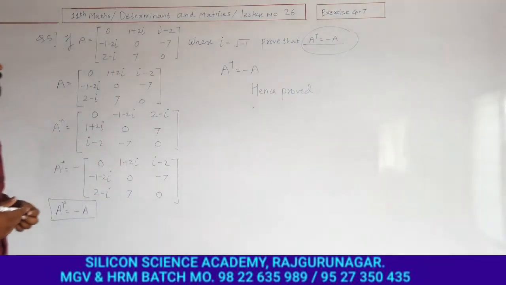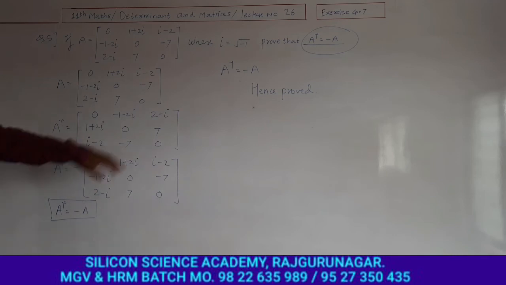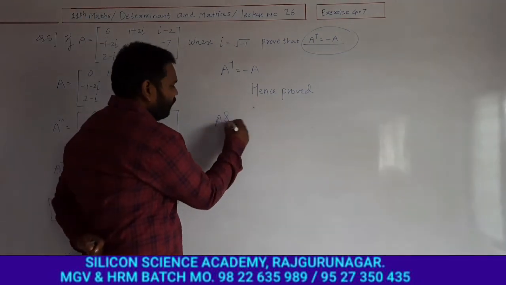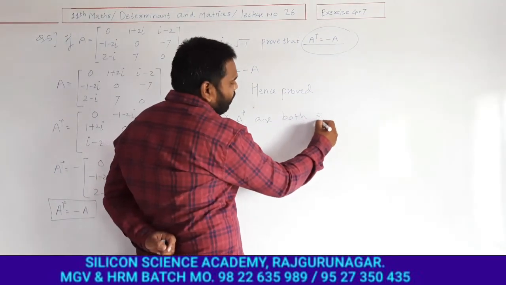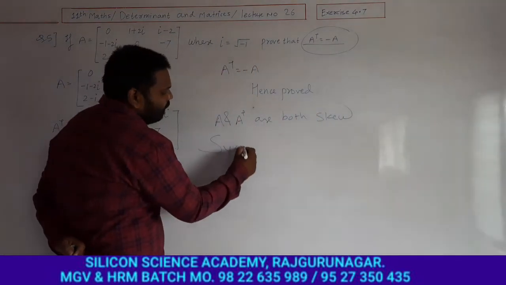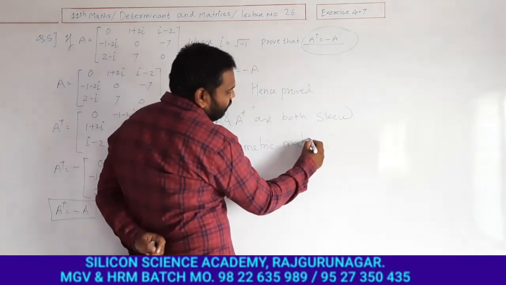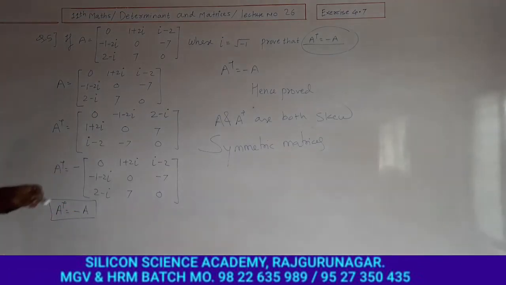Hence, in this way question number 5 is proved. Since this is proved, we can also add that A and A transpose are both skew symmetric matrices. That's so simple. Understood? This is question number 5.